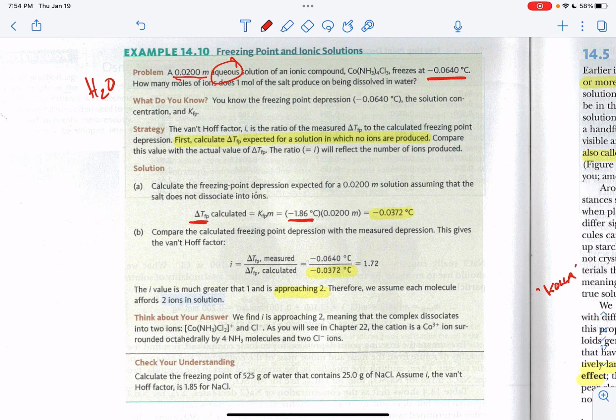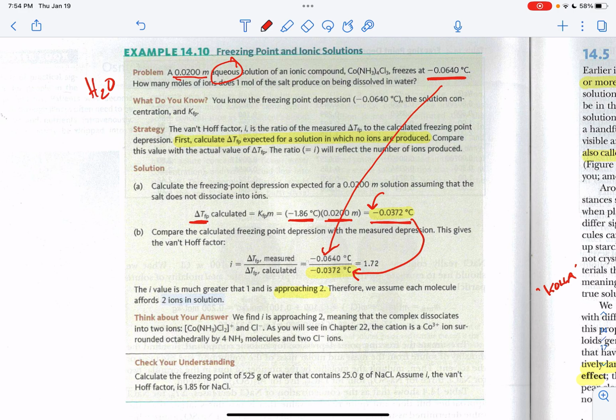Don't go looking for the constant for something else, for example, antifreeze or something like that. And then here is my molality of the solution. And we find out that my delta T is this. And since we're talking about a freezing point, the negative sign means it's going to be depressed. And that value goes right there. Now, this value, which is the measured change in freezing point, is that.